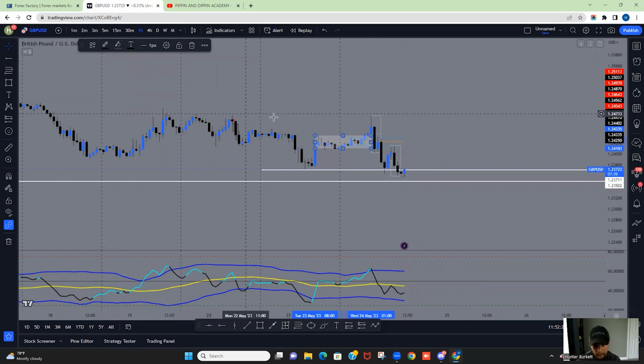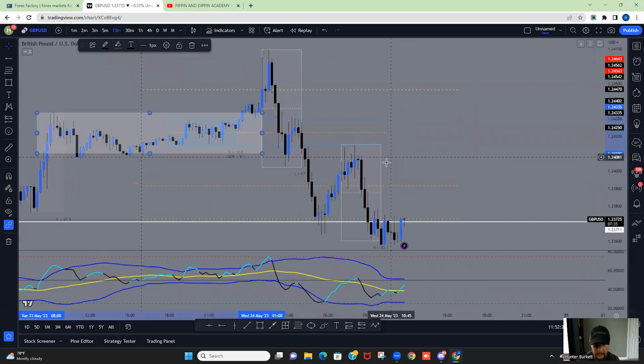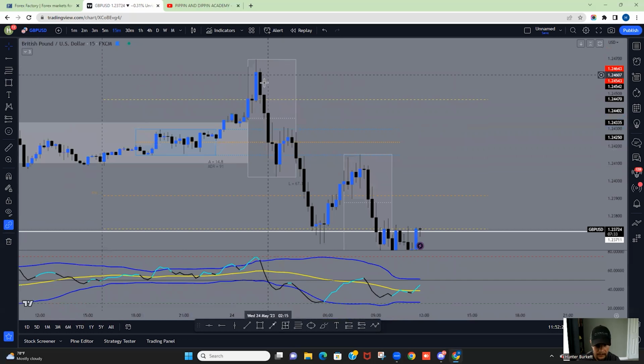So when I saw that, I started breaking down to the lower time frame, and I saw that as we dropped, we pulled back and we dropped again, and we left this order block.